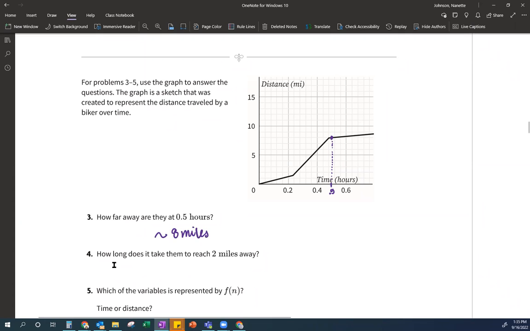Okay. How long does it take them to reach 2 miles away? So now I don't want to look at the time. I want to look at the hours. And because this one's 5, that means each unit is 1. So I have to look here. So this is going to be 1. So this one is going to be 2. And I'm going to travel this way.